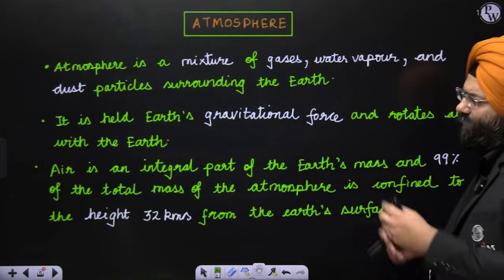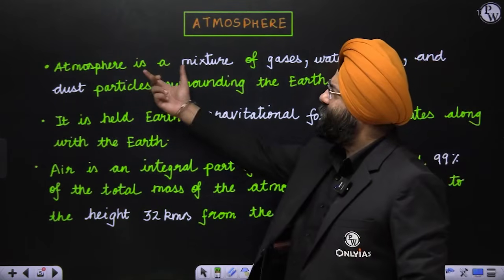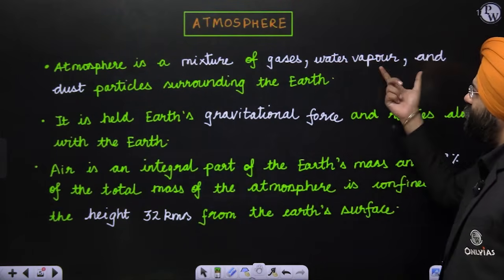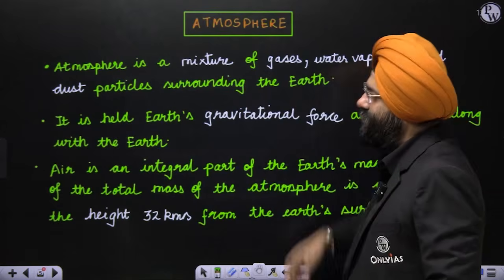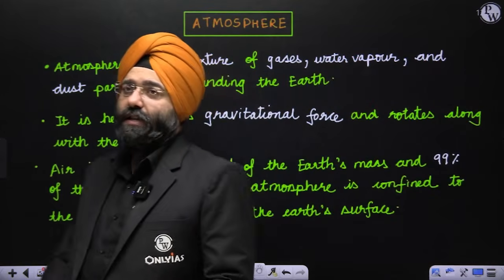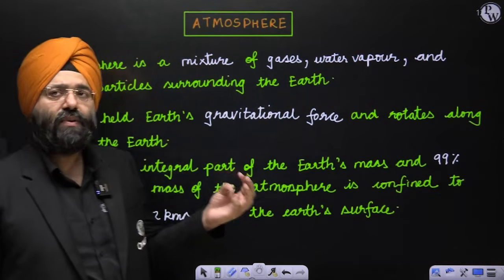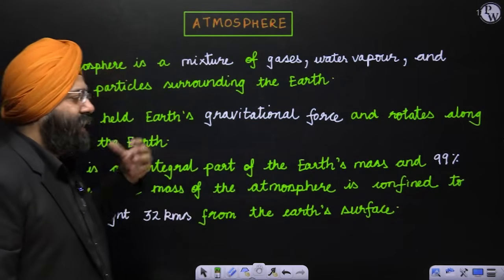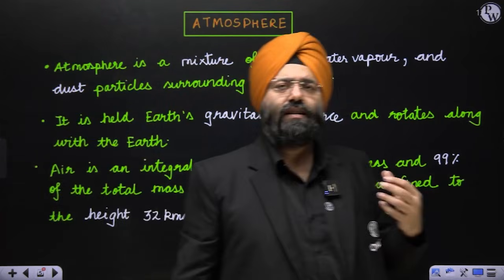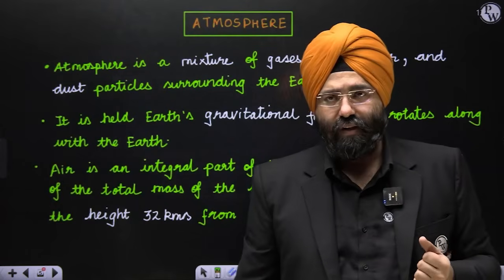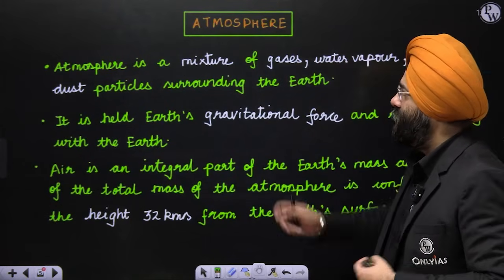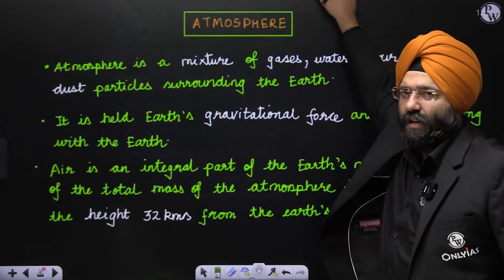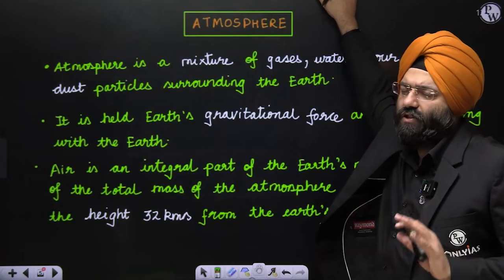Atmosphere. Whenever I talk about atmosphere, you know that atmosphere is a mixture of gases, water vapor, and dust particles surrounding the earth, right? It is a mixture. Gases are present, water vapor is present, and dust particles are present. This is the basic understanding which you read in your NCERTs also. Why have I very specifically mentioned this? Because this is the definition in NCERT. And this is the simplest definition that you can come across.